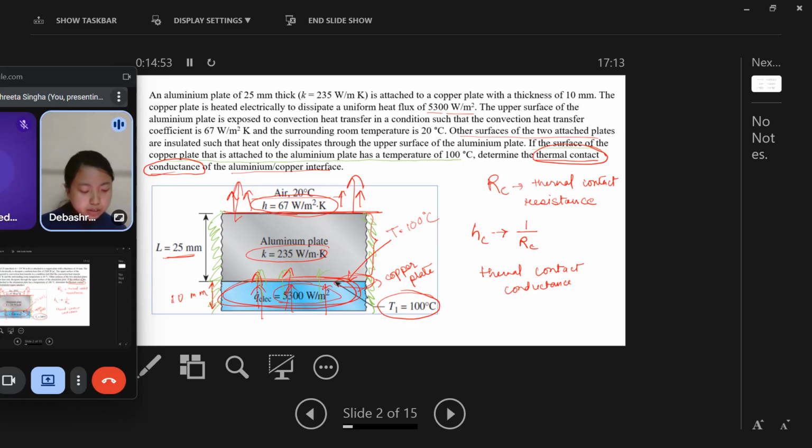So thermal contact conductance is just the reciprocal of resistance. Conductance is the reciprocal of resistance. So if RC is a contact resistance, then HC, which is given by 1 by RC, is the contact conductance.